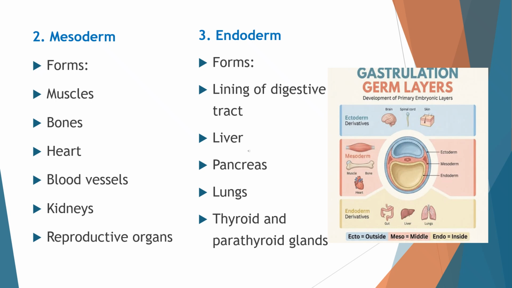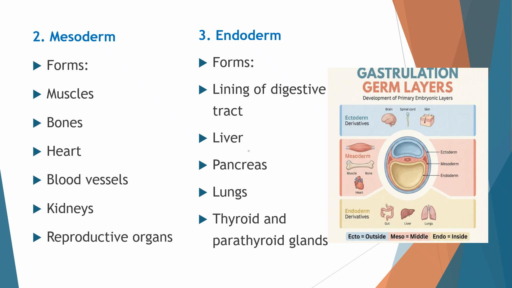Now let's move on to the third germ layer, the endoderm. The endoderm is the innermost germ layer. You can remember it easily because endo means inside. The endoderm mainly forms the inner lining of many internal organs. It forms the lining of the digestive tract, beginning from the stomach and intestines. It also forms important digestive organs like the liver and the pancreas.